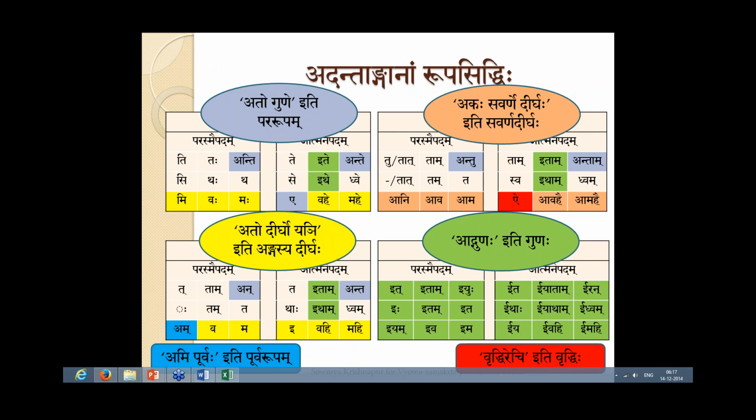So once you have the anga, yada adantam angam siddham, tada etavanti sutrani eva bhavanti sarvatra. Ato dirgho yani iti ekam angakaryam, anyani sarvani sandhikaryani. All those are the sandhis. You have guna, savarna dirgha, vriddhi, purvarupa and pararupa. Okay.